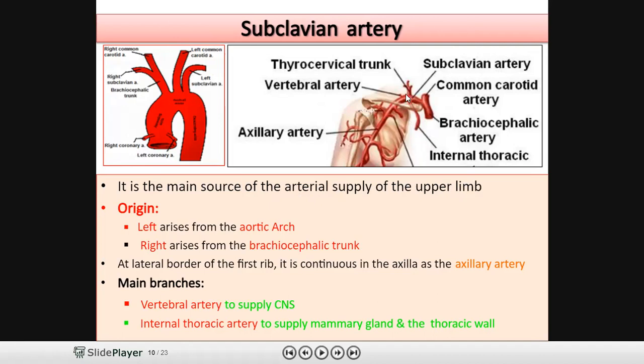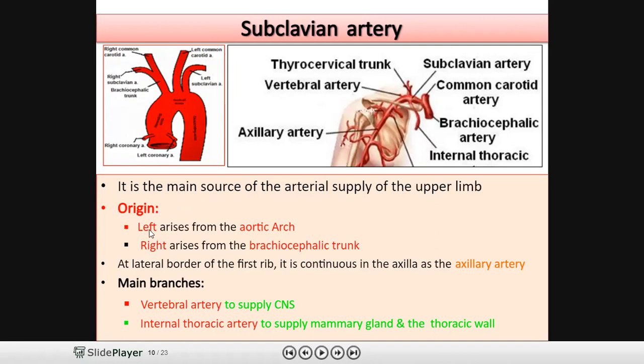You see that this is your clavicle. So you see that this artery is running below the clavicle, so it is called subclavian. It comes from the brachiocephalic artery and then runs below the clavicle. So it is called the subclavian artery.